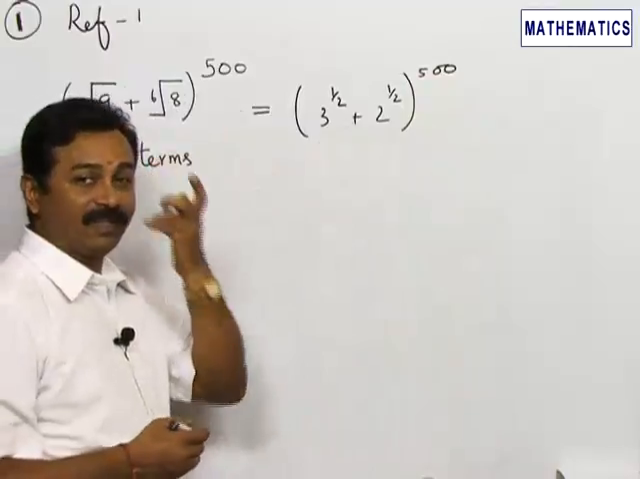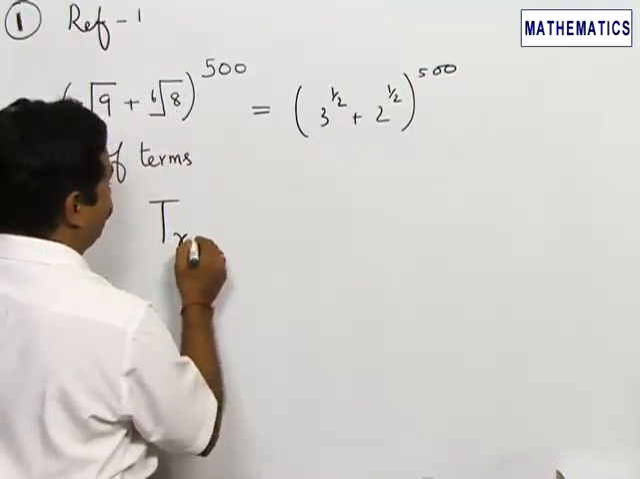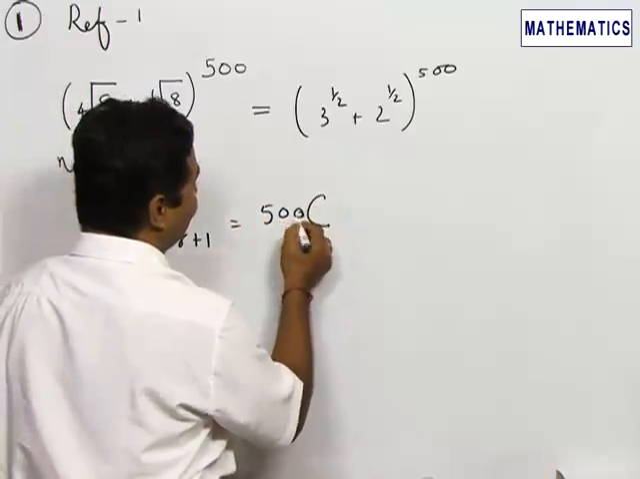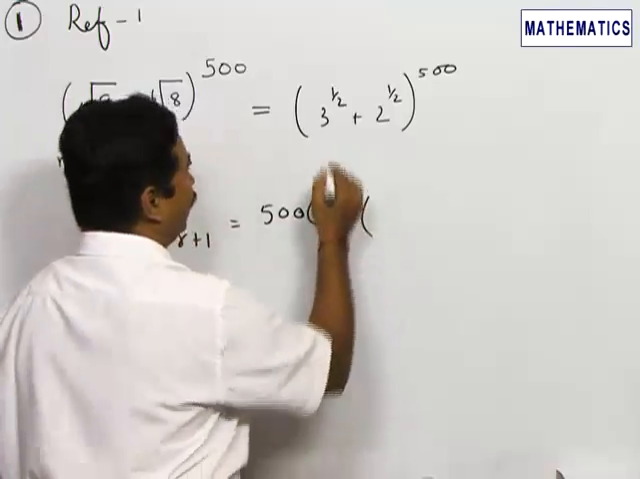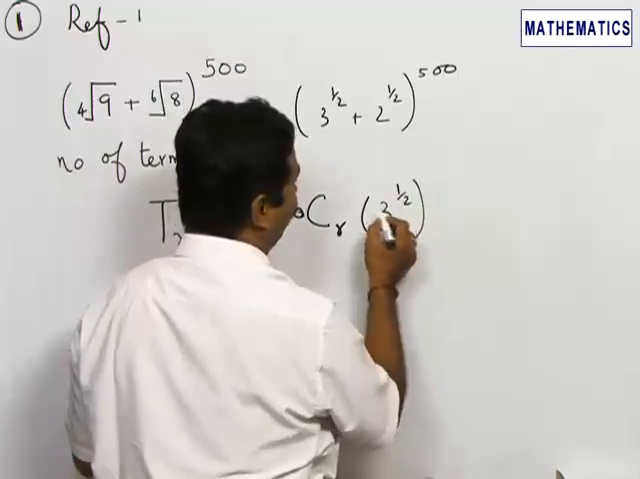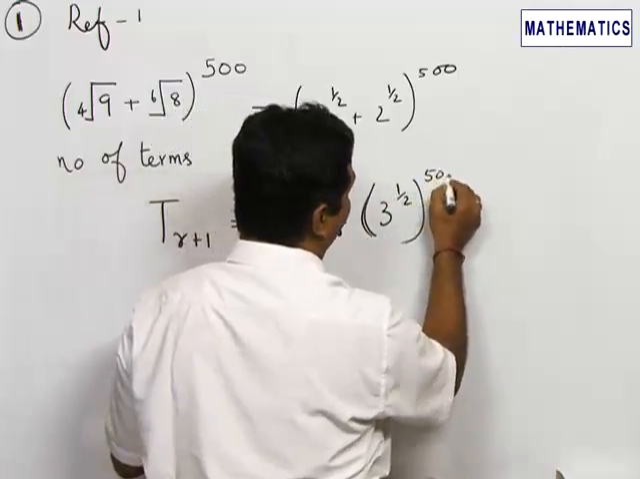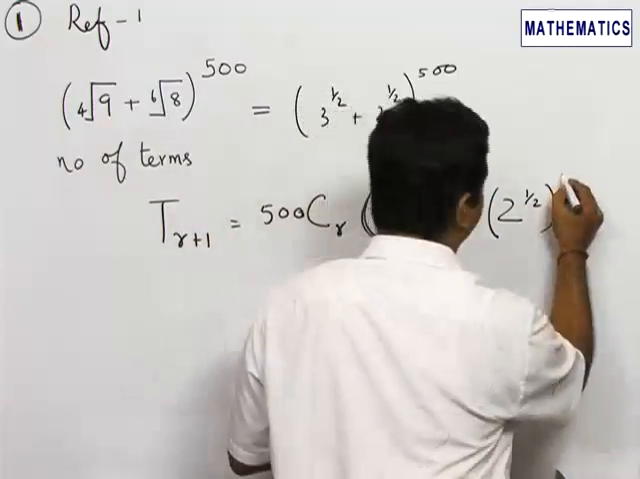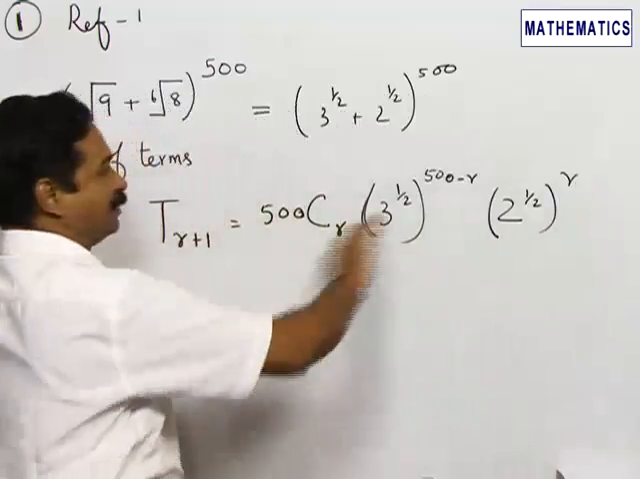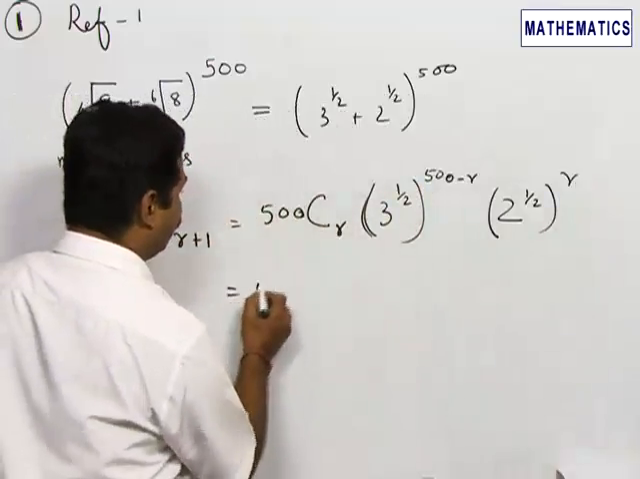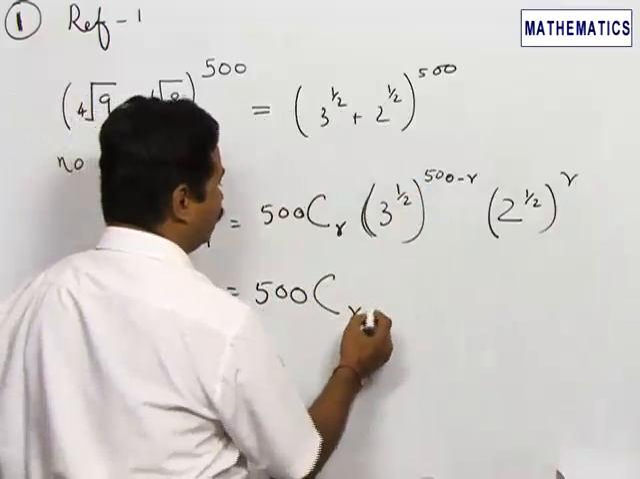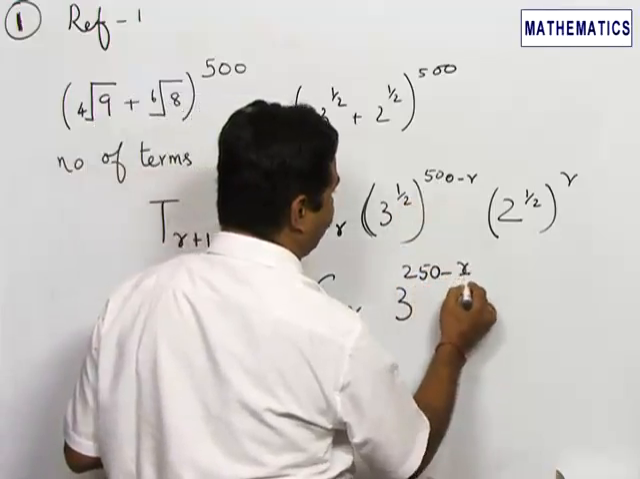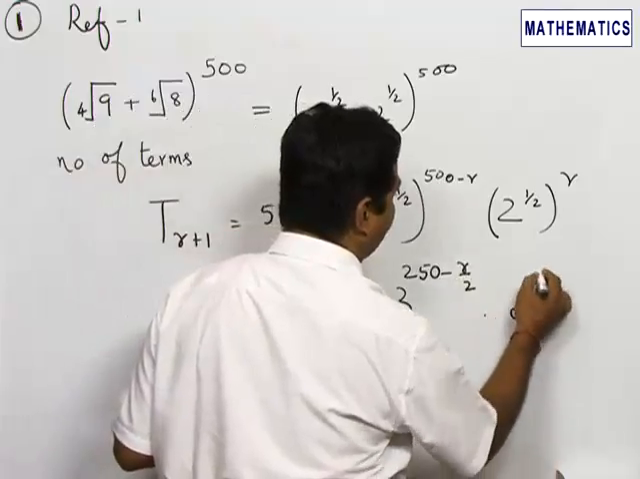So the general term for this expression is T of R plus 1. If I see the binomial theorem, that will be NCR, that is 500 C R of 3 power half to the whole power 500 minus R, and then 2 power half to the whole power R. Therefore, on expanding this, this will be 500 CR into 3 power (250 minus R by 2) into 2 power R by 2, if I divide 500 by 2.